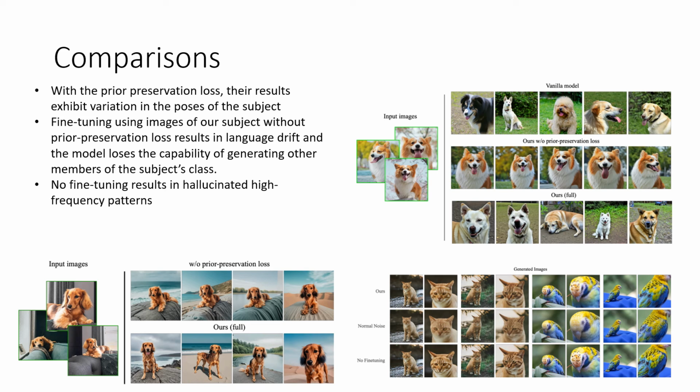When we look at the vanilla model, it has different kinds of class dog. For the prior preservation loss, the poses stay the same and the dog is the same. And for the full model, it has diversity in both. And finally, no fine-tuning results in hallucinated high-frequency patterns for super-resolution. As you can see from the generated images, the normal noise creates blurriness and no fine-tuning results in artifacts.